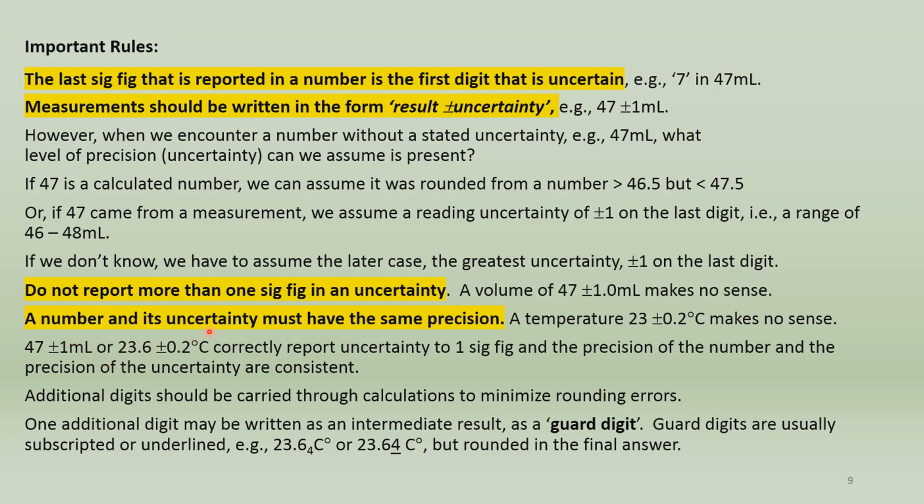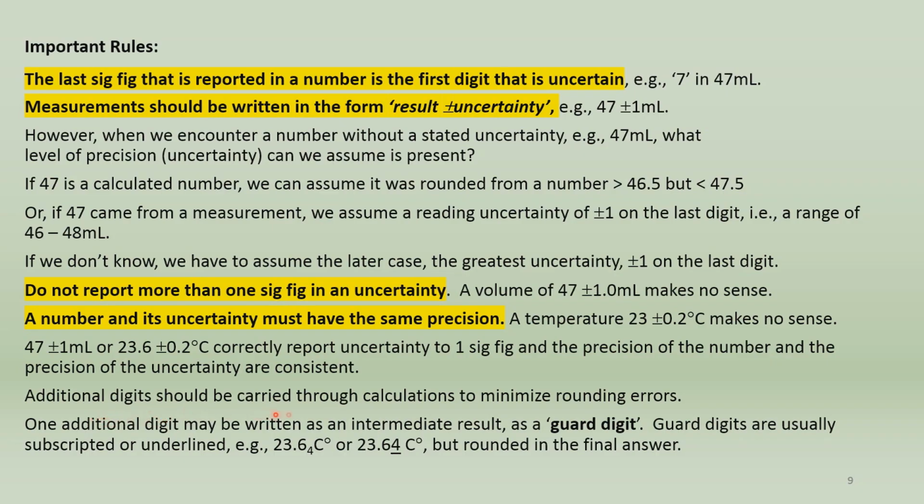A number with its uncertainty must have the same level of precision. So for example, a temperature of 23 plus or minus 0.2 makes no sense. These have different levels of precision. If in fact you can read the temperature to the nearest decimal degree, then you should report to the nearest decimal, 23 point something. Now 47 plus or minus 1 mil or 23.6 plus or minus 0.2 Celsius degrees, those correctly report uncertainty to one sig fig. And the precision of the number and the precision of the uncertainty are consistent here, and that's what we want.